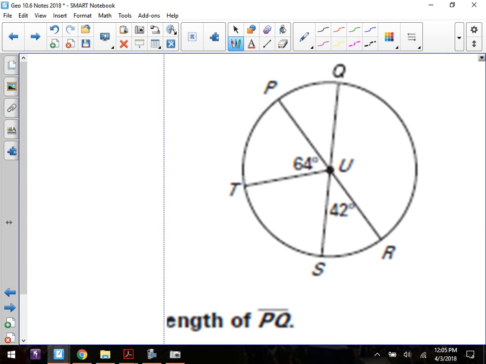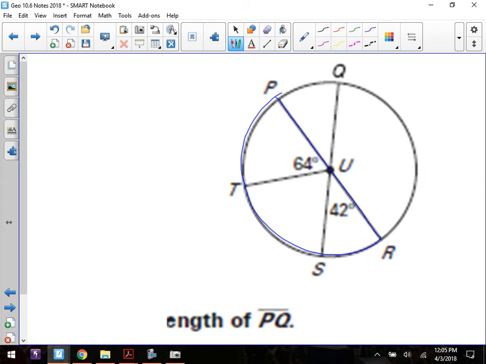Diameters create semicircles. Okay? They cut a circle in half. So they're 180 degrees on either side. So it said that I believe that PR was the diameter and QS were diameters, correct? Yeah. Okay. So if you look at it, PR, that means these three arcs have to add up to equal how much?